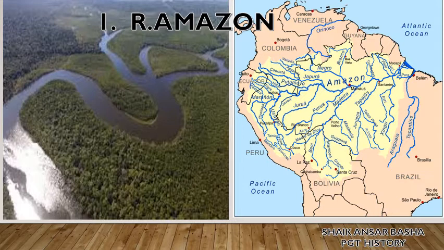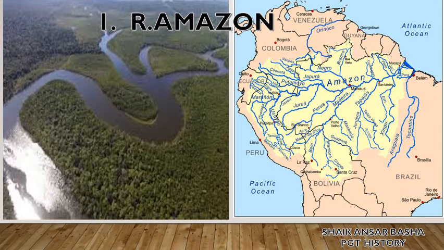This is the Amazon. The river Amazon is the largest river in the world. River Nile is the longest, while Amazon is the largest in terms of water, in depth of water. The Amazon originates in the western side of Latin America, passes towards the eastern side and joins the Atlantic Ocean. The Atlantic Ocean is the second largest ocean.